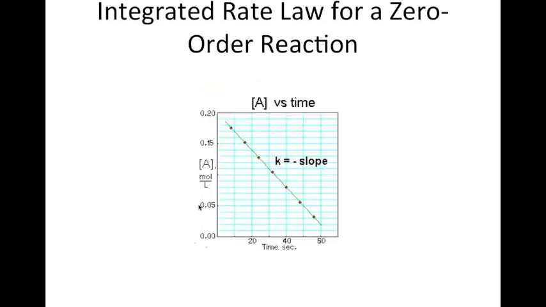So here on our y-axis, we're plotting the concentration of our reactant. And on our x-axis, we have time, in this case in seconds. So we carry out the experiment, we collect our data, and we plot the change in concentration versus time. If we get a straight line, then we know that that is a zero order reaction. We can also determine the rate constant by looking at the slope of this line. And if we look at our y-intercept, we can determine our initial concentration for our reactant.